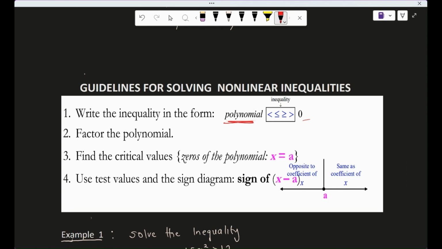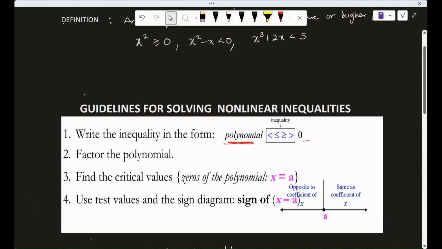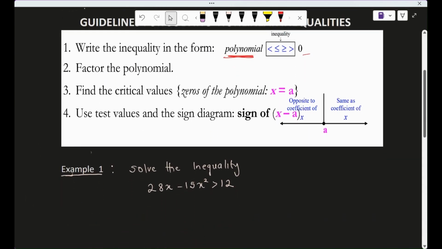Then the second step is to factorize the polynomial. Then the third, we take the zeros of the polynomial, which we call the critical values. Then we will draw a table, which we call the sign table. And so we'll see how that works. So let's just go with an example.